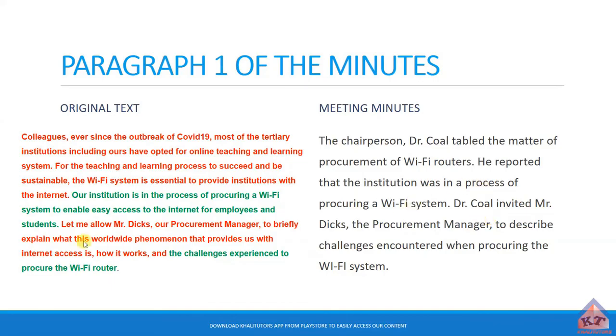So, and how did I include the information here? So this one in green, I just wrote, he reported that the institution was in the process of procuring a Wi-Fi system. You see? You can also talk about students and employees in your response. That's okay, but this basically gives you all the information that you need, okay? So we know that if you're in an institution, it's most likely that you're procuring Wi-Fi for your students and your staff members, okay? So that's basically how you analyze or how you summarize information that is presented in a transcript into your meeting minutes, okay?